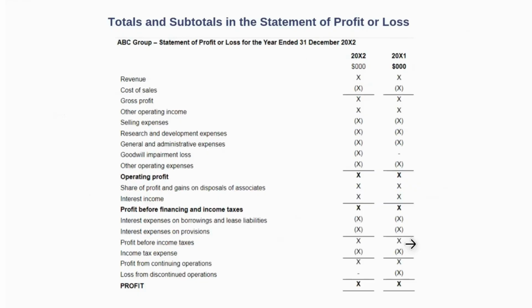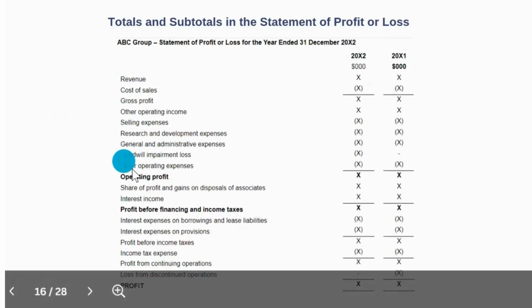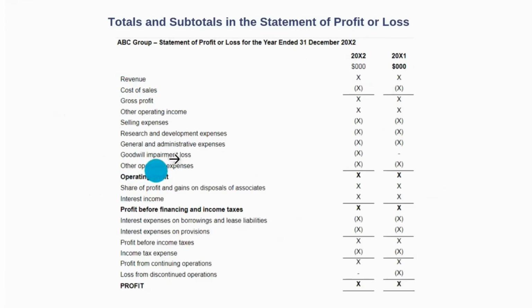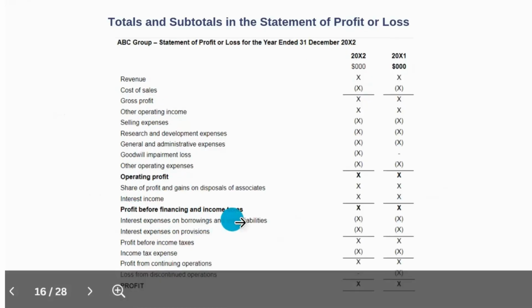related to the statement of profit or loss. So as you see here, we have these minimum required items stated here, then the subtotal of operating profit, and then profit before financing and income tax. As you see here, we don't have subtotals after each category. We just have, after the operating category, the subtotal operating profit.